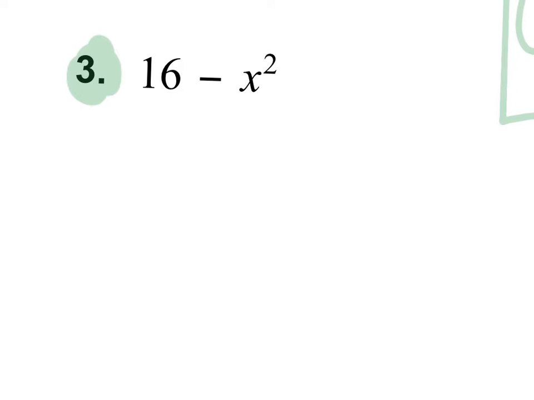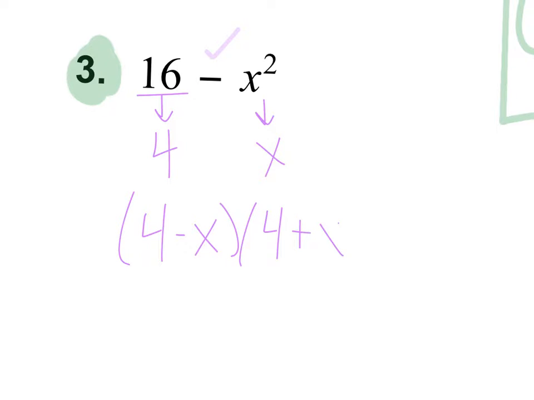All right, let's look at number 3. So I have 16 minus x squared. Do I have a difference? Yep, because I have a subtraction sign. Good. All right, do I have 2 numbers that can be squared, or square rooted, I guess I should say. All right, square root of 16. Good, 4, and the square root of x squared would just be x, right? So I'd get 4 minus x, 4 plus x, and I am done.